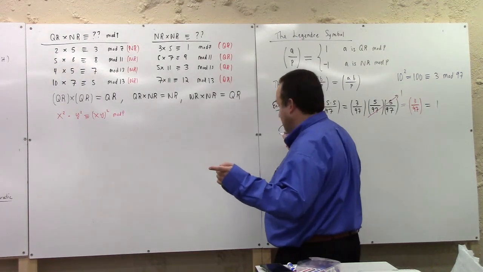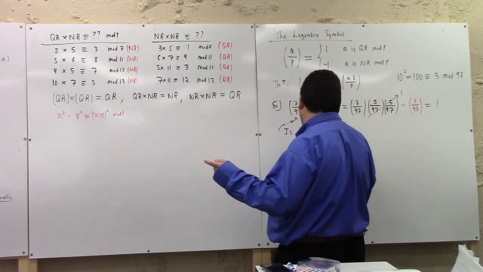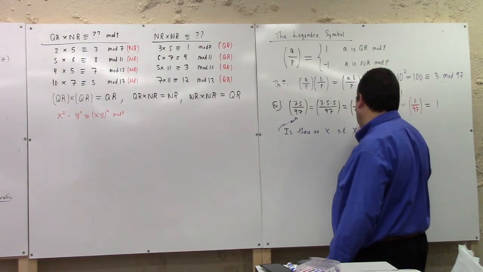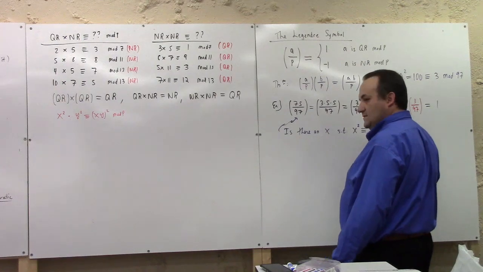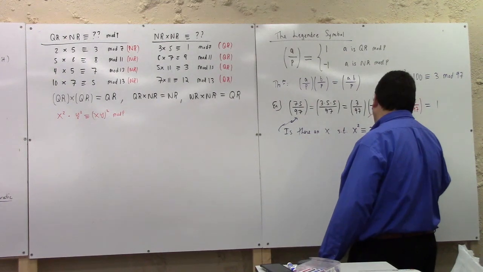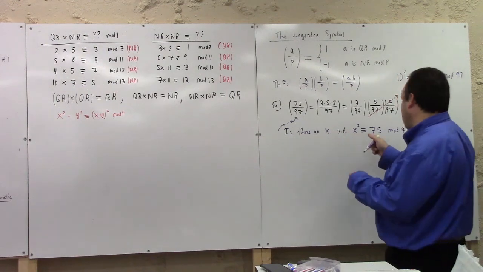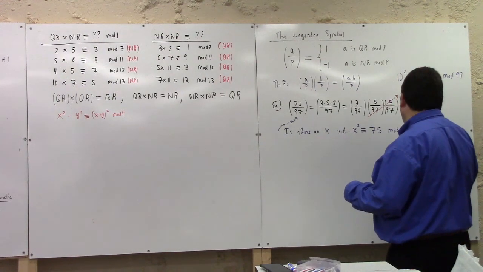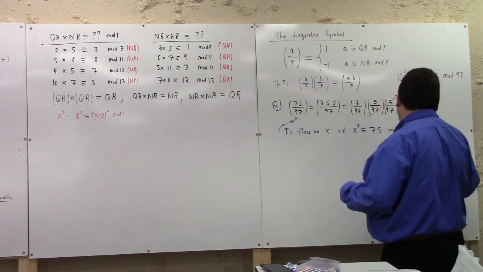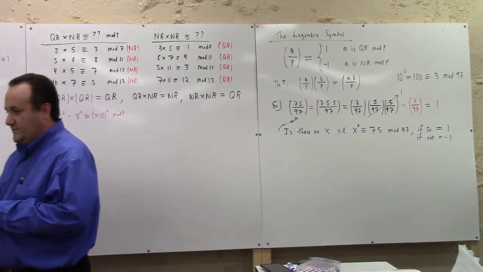Is there an x, let's say, such that x squared is congruent to 75 mod 97? That's what that literally means. Okay, well, it doesn't literally mean that. It says, is there an x such that that? And then, if so, it equals 1, right? If not, it equals minus 1, because it's a case-wise defined function. The Legendre symbol either goes to 1 or to minus 1.